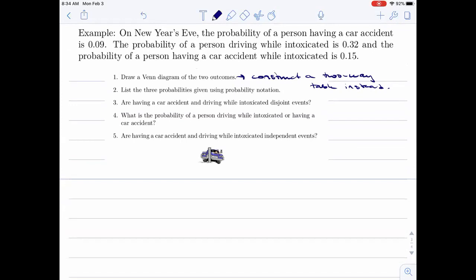On New Year's Eve, the probability of a person having a car accident is 0.09. I don't know. Sure. The probability of a person driving while intoxicated is 0.32. Yikes. And the probability of a person having a car accident while intoxicated is 0.15. So we're going to make a two-way table. The two events we're talking about are having a car accident and driving while intoxicated. They don't necessarily happen together all the time, although it seems pretty bad.